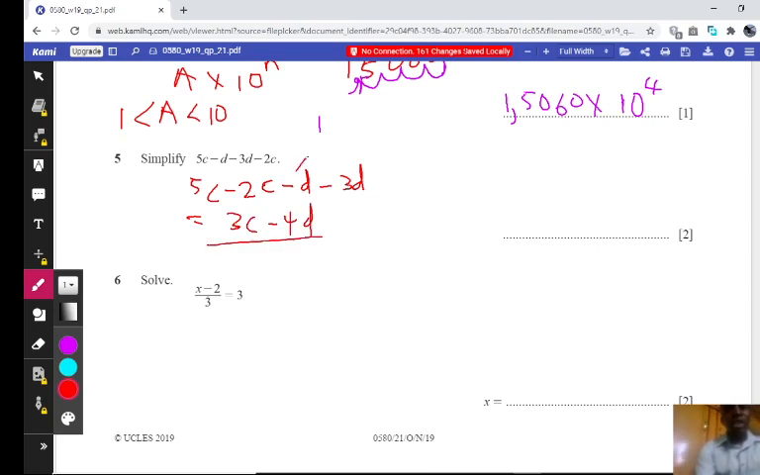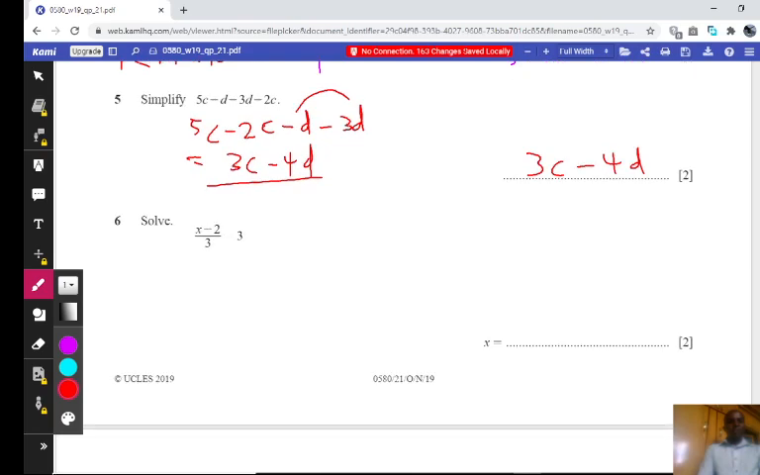Please take note, this one is minus d minus 3d. You take it with the sign. Don't say d minus 3d, or you get a very wrong answer there. So say minus d minus 3d, it will be minus 4d. So this will be your final answer, like this one.